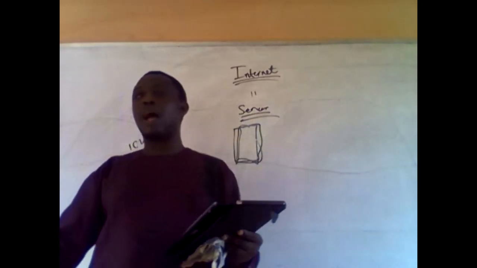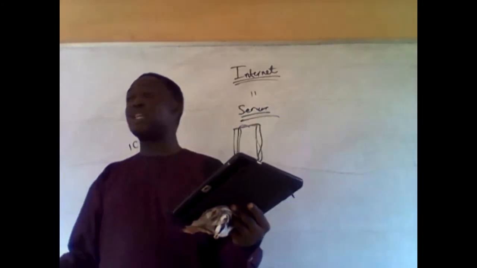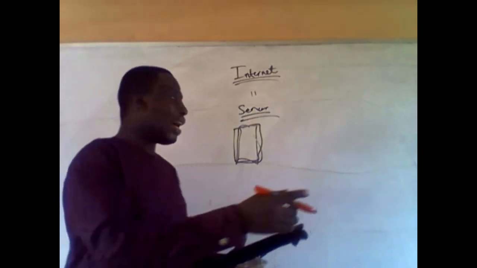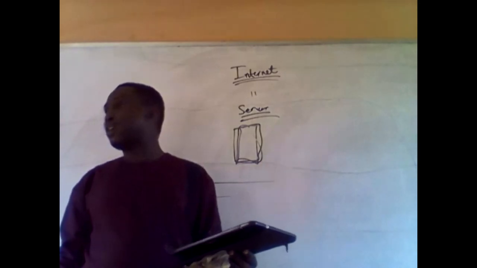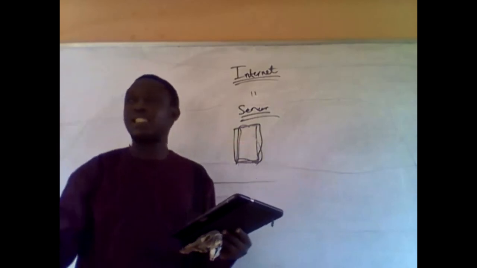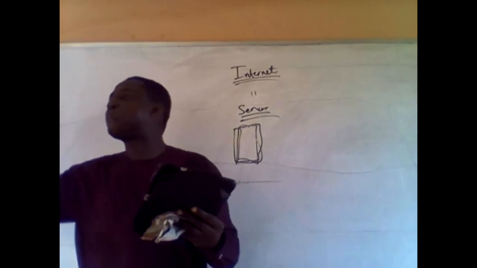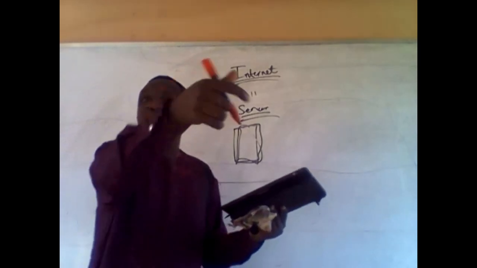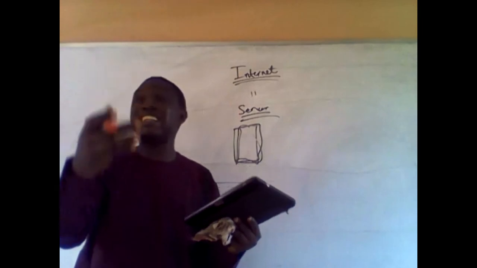That's why when you go to a cyber cafe, you notice most cyber cafes have only one printer, and there are many computers on which people are browsing. But when one of them sends a print request, everybody that sends a print request will go to the printer to get the printout. That's how it is. That printer is connected directly to the server.